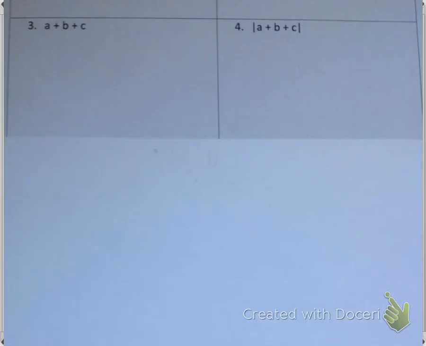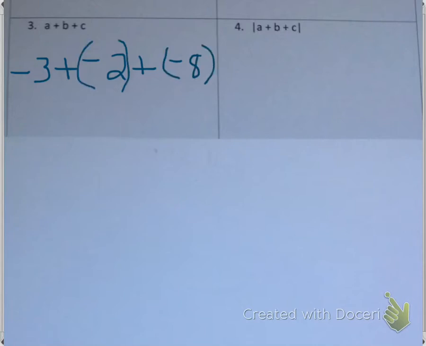Number 3, you have A plus B plus C. So I'm going to plug in my values. A equals -3 plus, hold on, I just want to give myself a little more room. -3 plus B equals -2 plus, and C equals -8. I put these in parentheses sometimes just to separate them with the plus sign, but if you don't, it's okay. You just want to make sure you can read your handwriting.